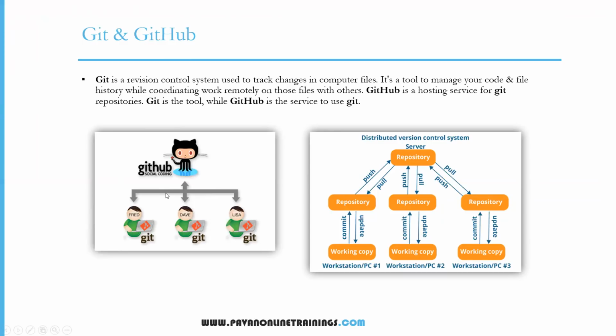Both are different software. Git is a Windows-based application. We can just download it as an installer exe file, and then we have to install this Git software. Whereas GitHub is a URL. GitHub is available as a URL. So let me just show you.